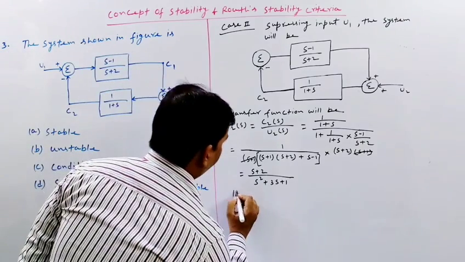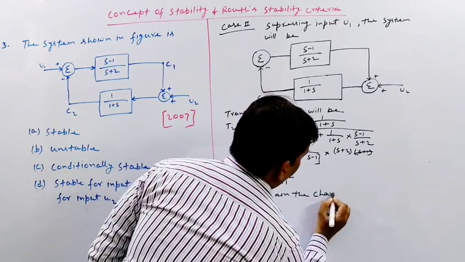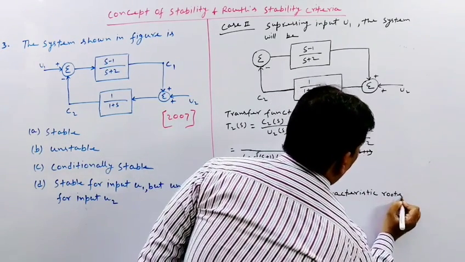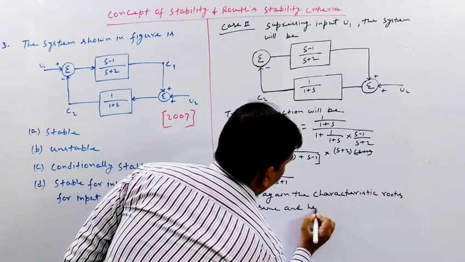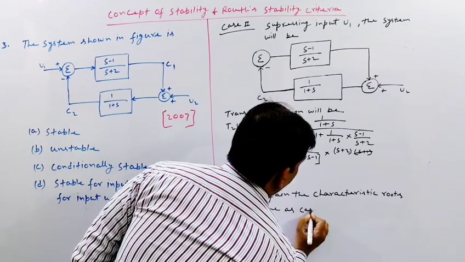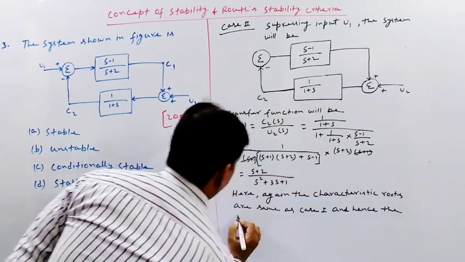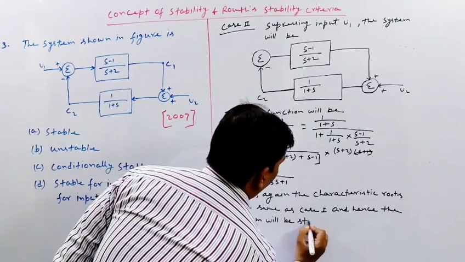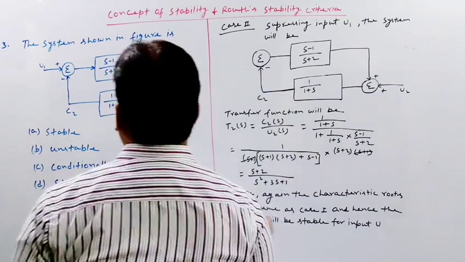So here again the characteristic roots are same as previous, as case 1, and hence the system will be stable for input u1 also.